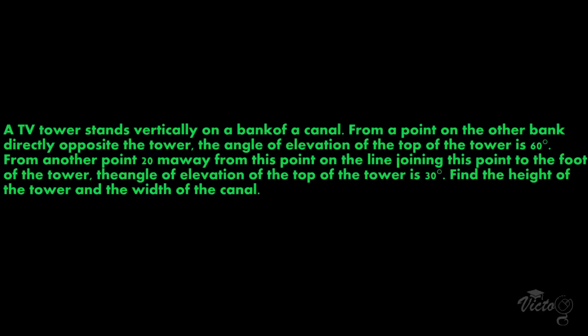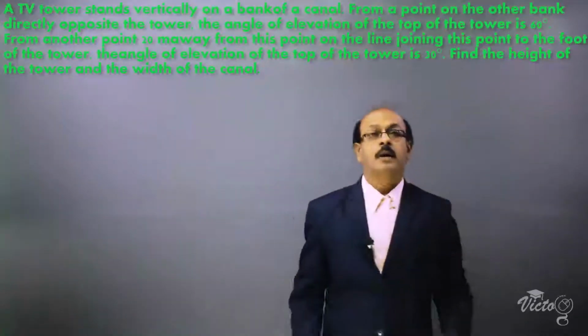Next question. A TV tower stands vertically on the bank of a canal. From a point on the other bank, directly opposite the tower, the angle of elevation of the top of the tower is 60 degrees. From another point, 20 meters away from this point, on the line joining this point to the foot of the tower, the angle of elevation of the top of the tower is 30 degrees. Find the height of the tower and the width of the canal. This is the question given. Now we have to draw a rough sketch.